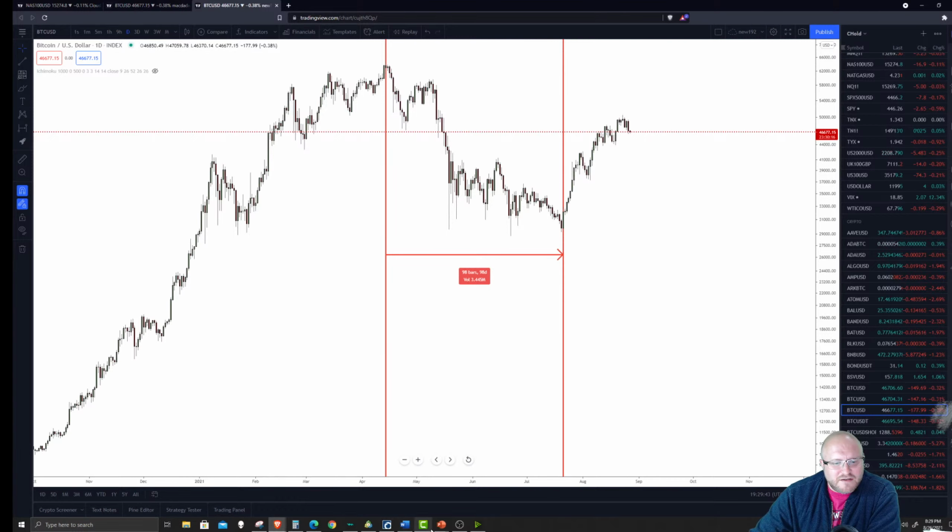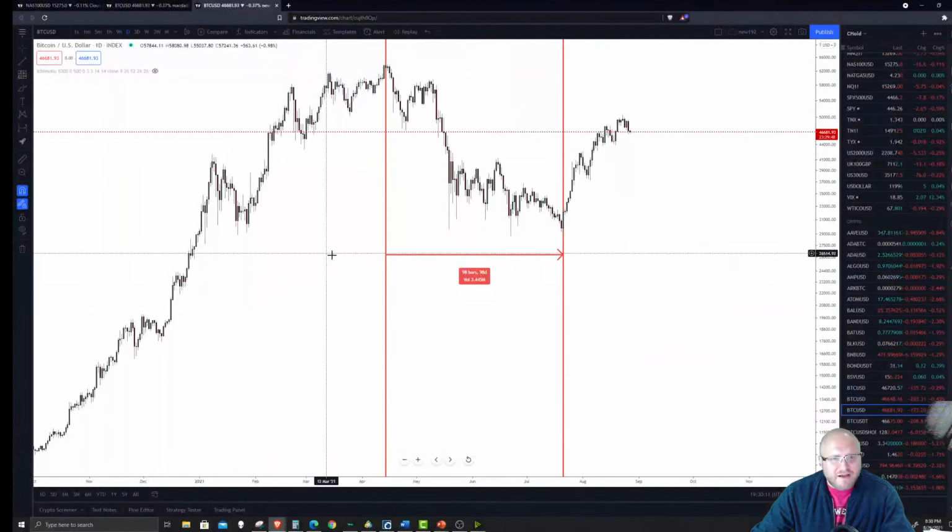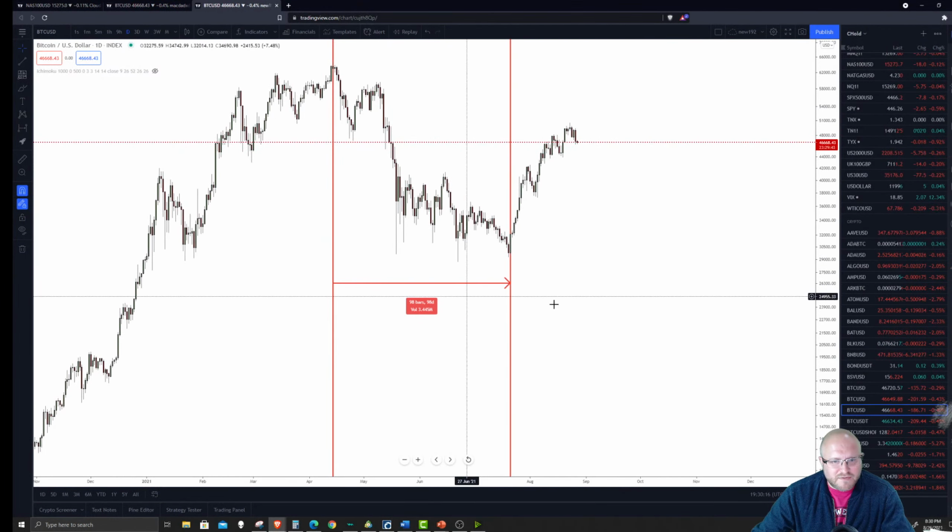The 90-day cycle in Gann analysis can go to 99 days. He wrote that it can extend against extreme momentum or pitch. I have no idea what the definition of that is, so I stopped trying to figure it out a while ago. I look at the 90-day cycle as going out to 99 days too. So anywhere between 90 to 99 days from any major high or low, you should probably make a measurement of that.